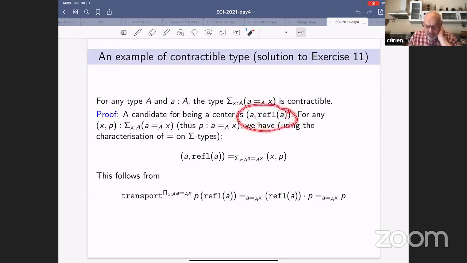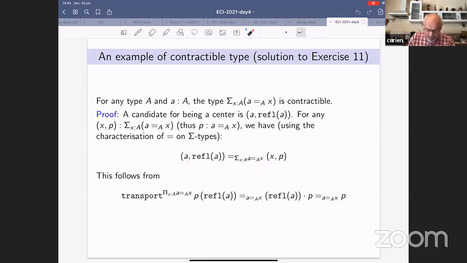So that's very easy. And then what we need to prove is that if I take an arbitrary element in this type, of the form (X, P), I need to find a path from it to my chosen center. So we need to provide a proof of this equality. But by the analysis of equality in sigma types, we need to prove that A equals X, but this is exactly what P is saying. (X, P) being an inhabitant of this type just means that X is in A and P is a proof of A equals X. So this P is a perfect equality between A and X.